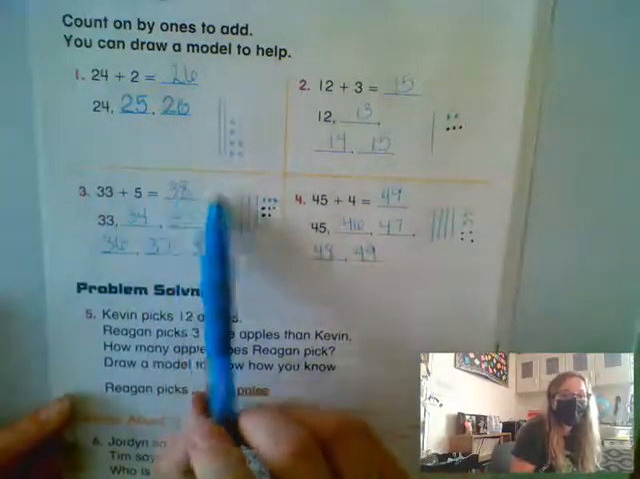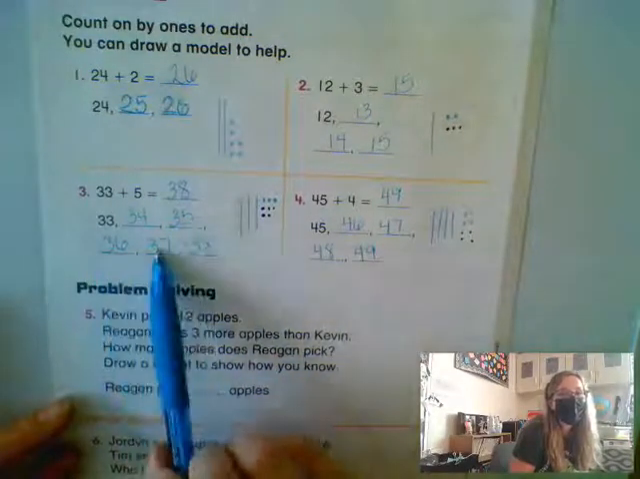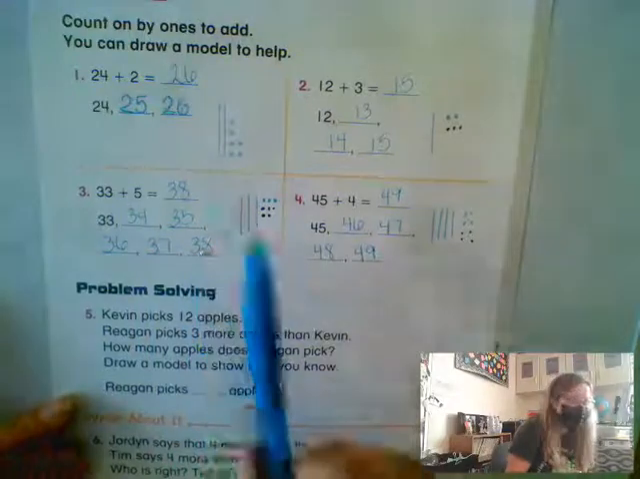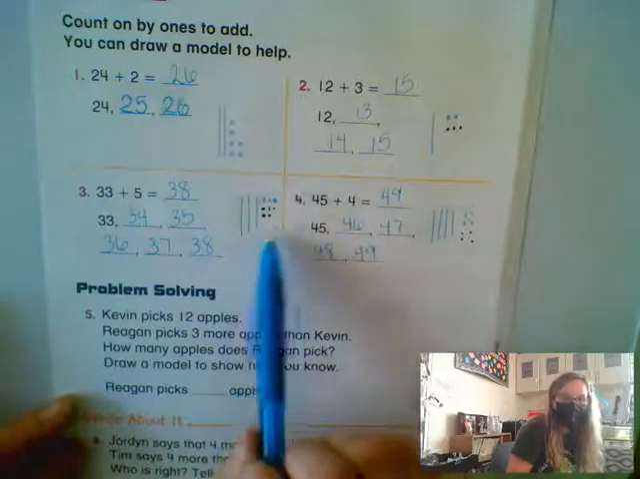33 plus 5, you should have had 38. Counting it up, it would have been 34, 35, 36, 37, 38. Drawing it out, you would have had 3 tens and 3 ones, and then drawn 5 more ones to count 38.